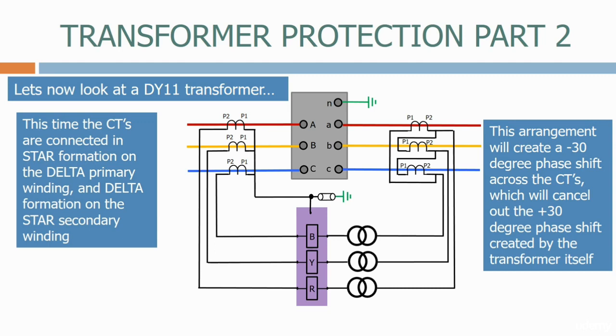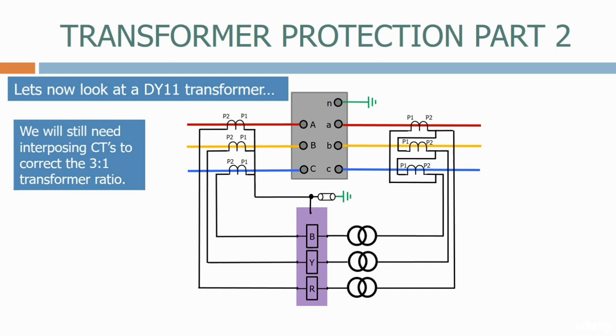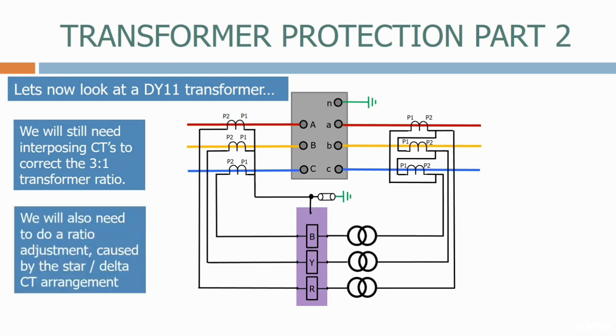Because the CTs on the secondary side are connected in delta formation, we don't have a current transformer neutral. For the primary CTs, we connect the current transformer neutral point to the bottom of the operator winding on the differential relay and ground it at one point using a ground link. We will still need interposing CTs to correct the 3 to 1 transformer ratio. We will also need to do a ratio adjustment caused by the star-delta CT arrangement.